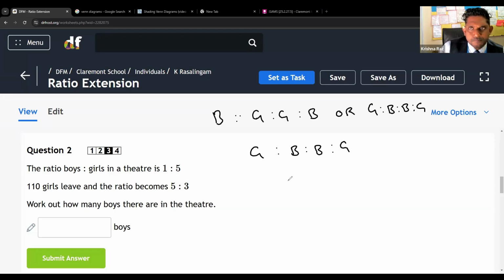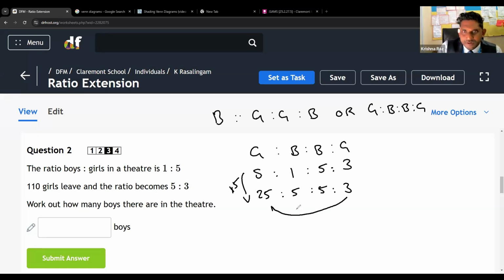And we had 5 to 1 and boys to girls 5 to 3. So if we times the left-hand side by 5, times that by 5, we're going to get 25 to 5 to 5 to 3. So the difference in parts is 22. So that 22 parts must represent the 110 girls that left.